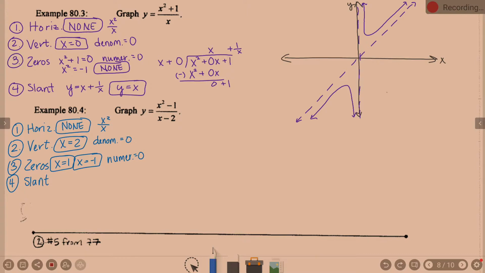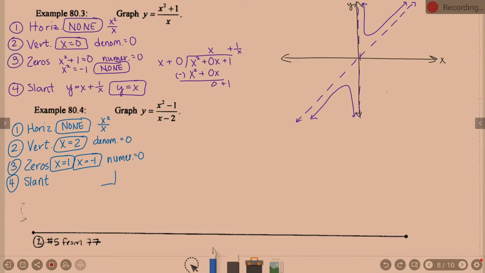And number 4, your slant asymptotes. Now, it says long division. And by all means we can. But what is our divisor? It's x minus 2. It's a linear divisor. What other method do we have for dividing when it's a linear divisor? Synthetic division. It doesn't work if it's not a linear divisor, right? Synthetic will only work for linear, but you could use synthetic here, right?